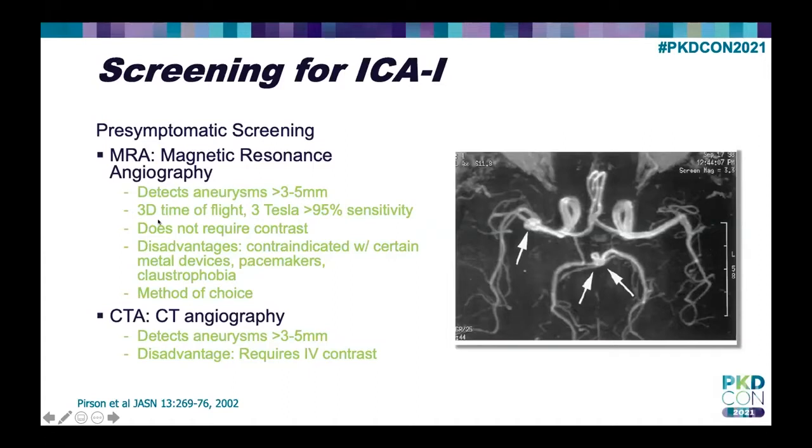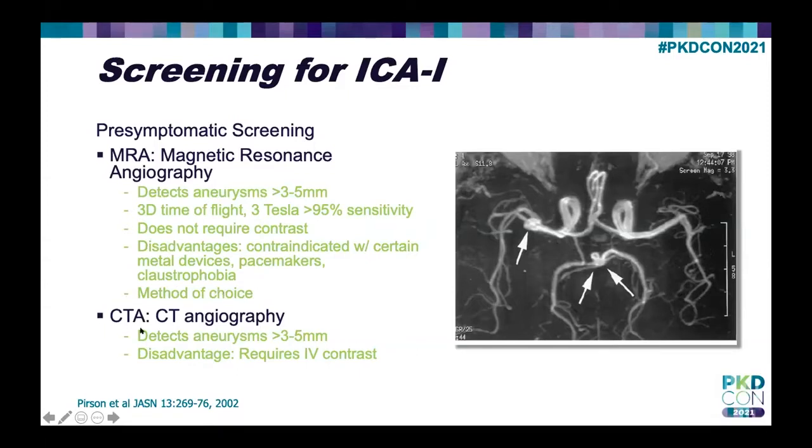And we like this method of screening because it does not require any intravenous contrast. The disadvantage of this method is that it's contraindicated if you have certain metal devices in you, and the most common one is a pacemaker, or if you're claustrophobic. So for anyone who's been in an MRI machine, it can be a little claustrophobic, but because of its sensitivity and the lack of a need for contrast, it's the method of choice that we're using for screening right now.